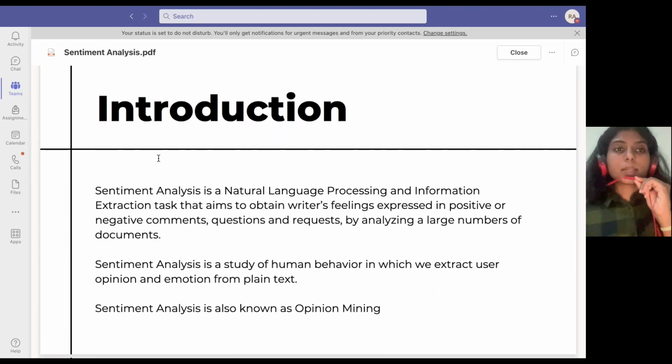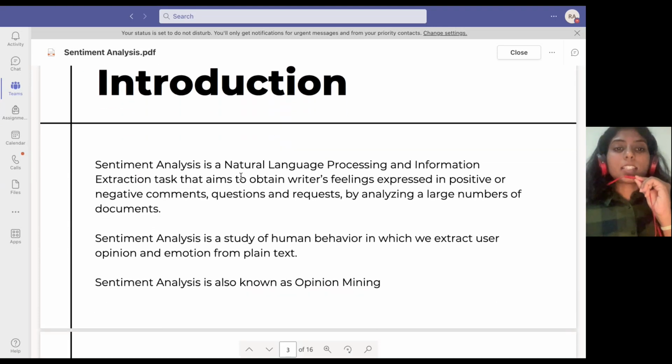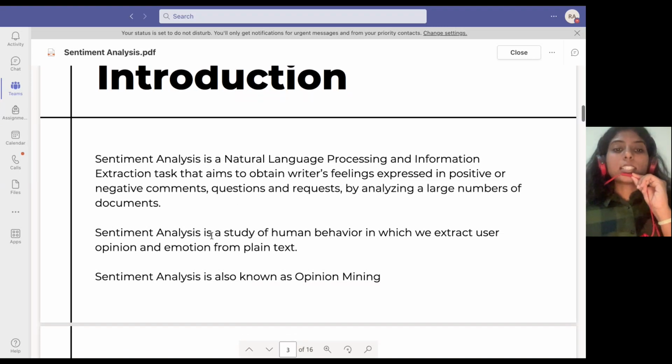Coming to the introduction of sentiment analysis. Sentiment analysis is a natural language processing and information extraction task that aims to abstract the writer's feeling expressed in positive or negative comments, questions, and requests by analyzing a large number of documents. Sentiment analysis is a study of human behavior in which we extract user opinion and emotion from plain text. Sentiment analysis is also known as opinion mining.